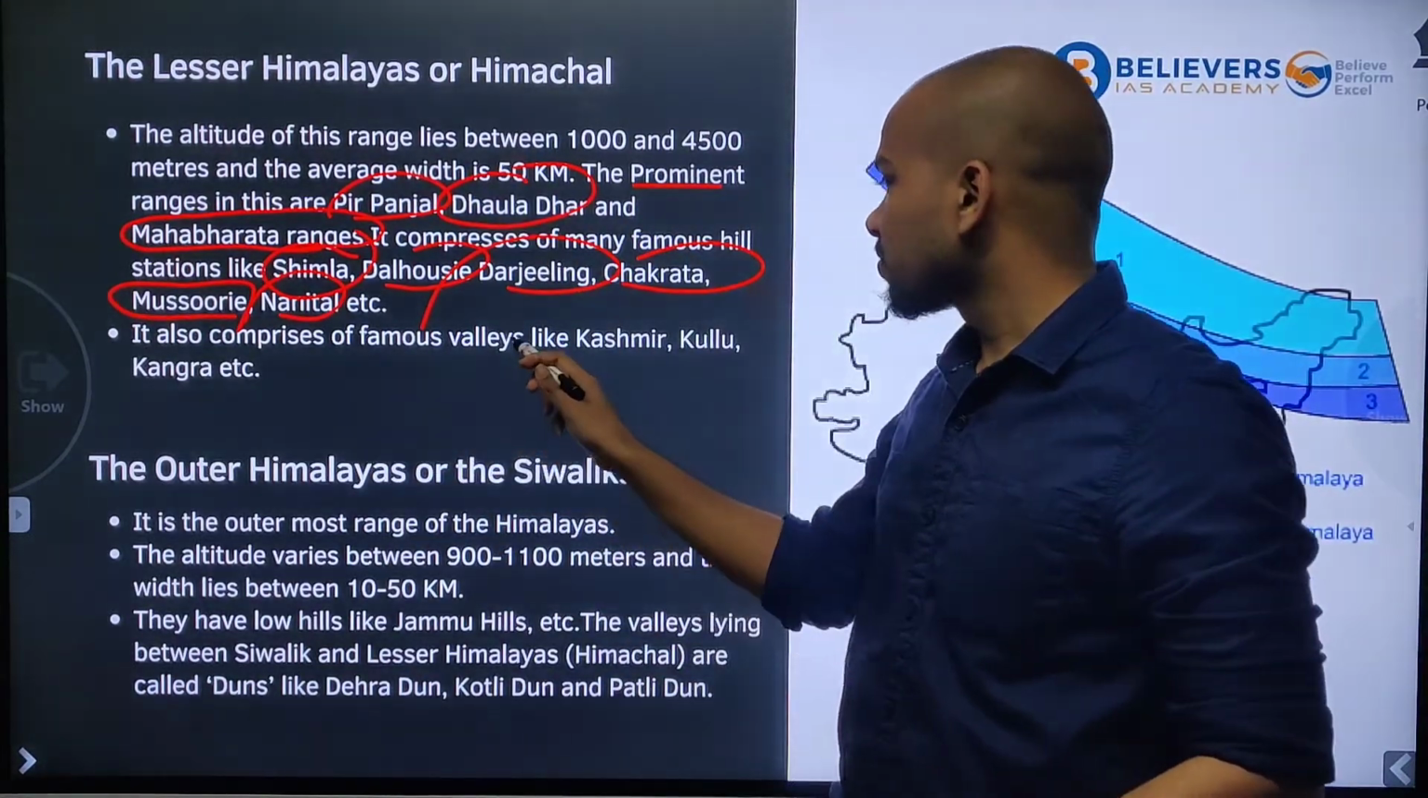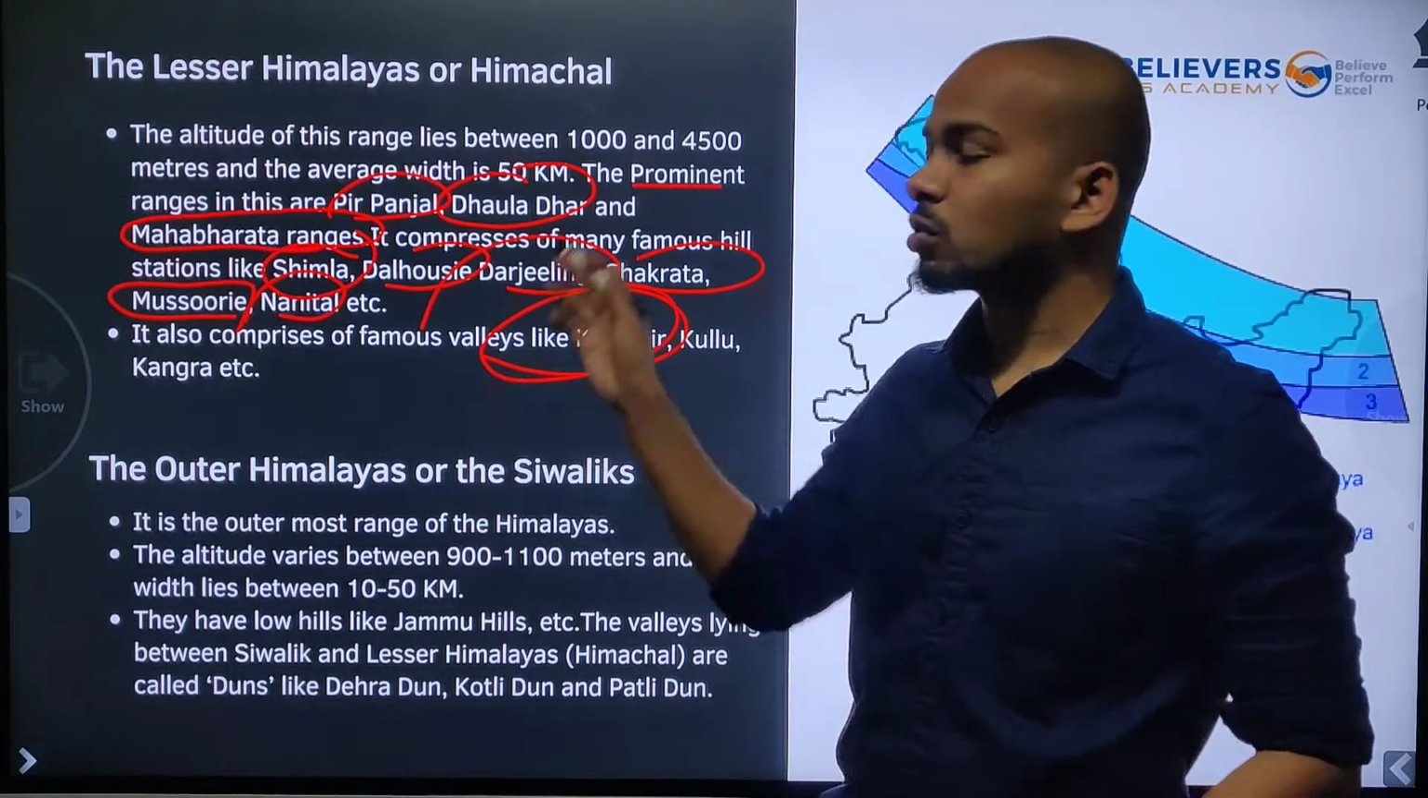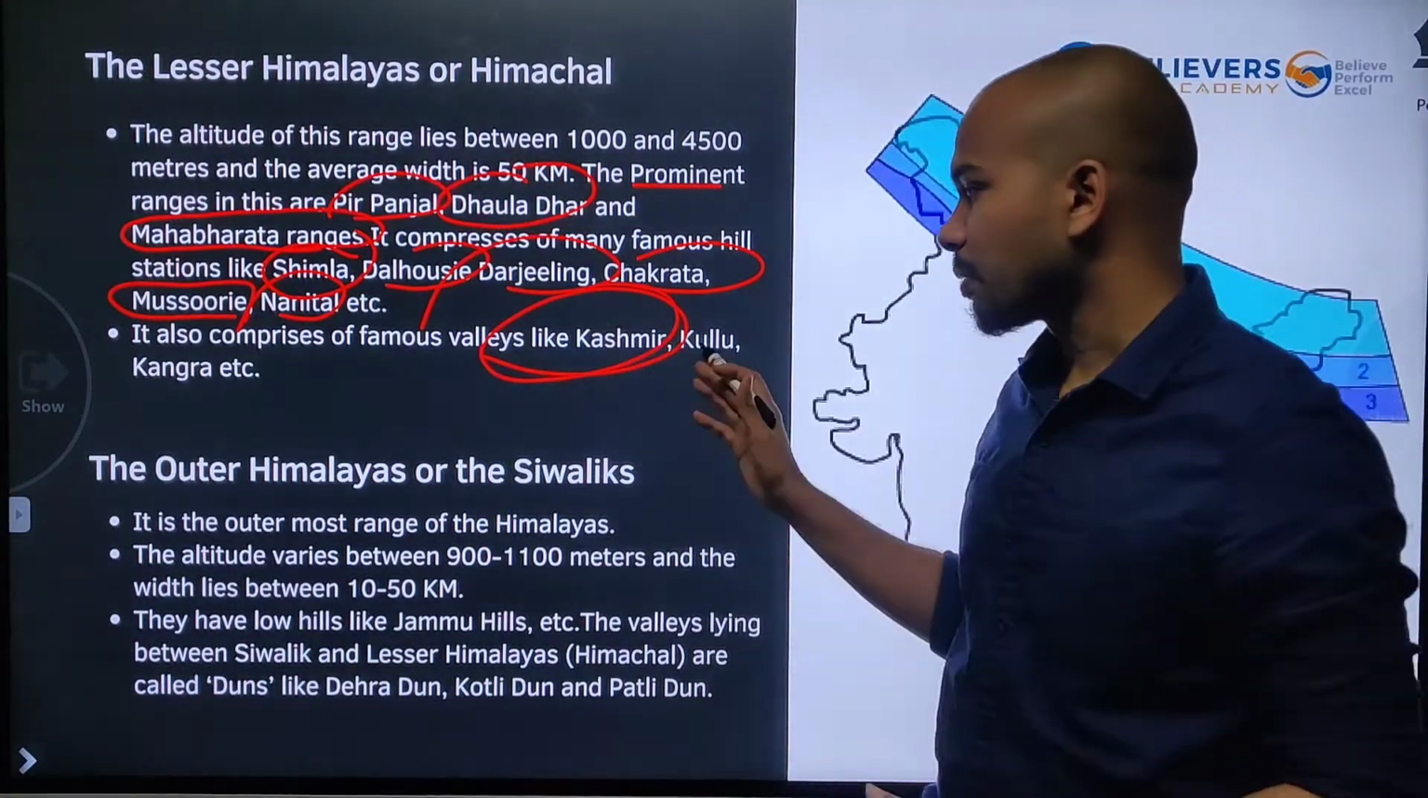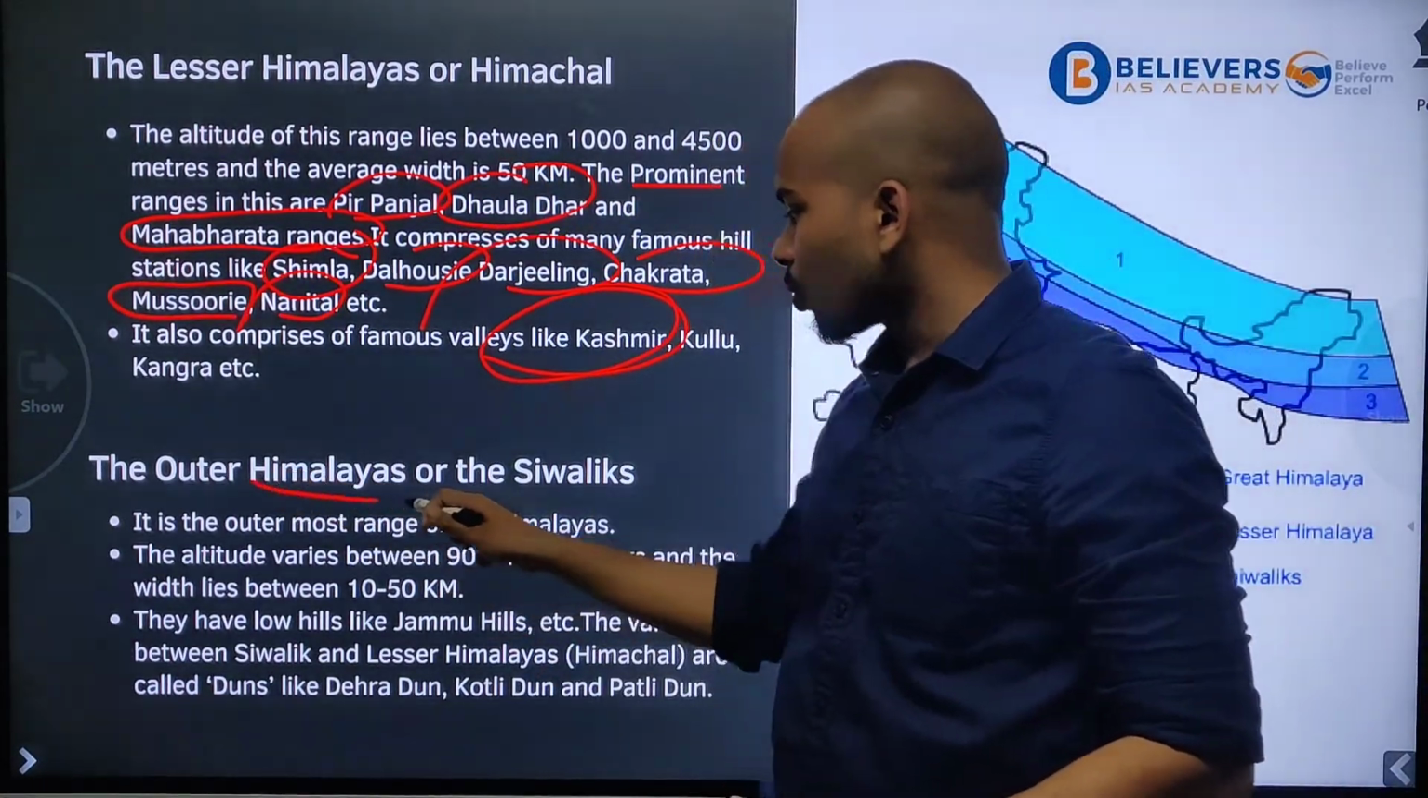And it also comprises famous valley like the Kashmir Valley. The Kashmir Valley is also located in Himachal. So this is very important. Okay. And then the Outer Himalayas or Shivalik.